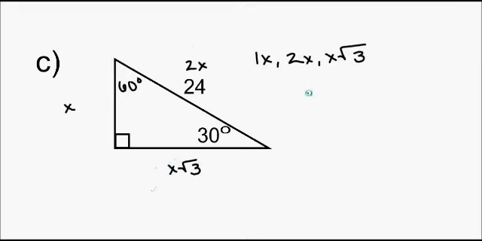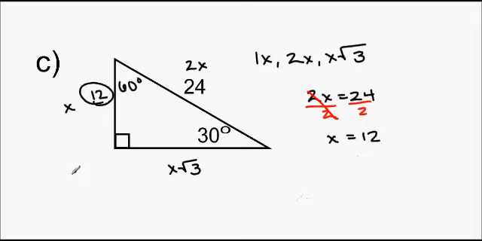Okay, so I'm going to set up my equation. 2x equals 24, because it does, and divide by 2. So x equals 12. Now that I have x, I can just put that onto this side right here. And that one's done. And x times the square root of 3, I just have to tag a square root 3 onto the end. And it's done.